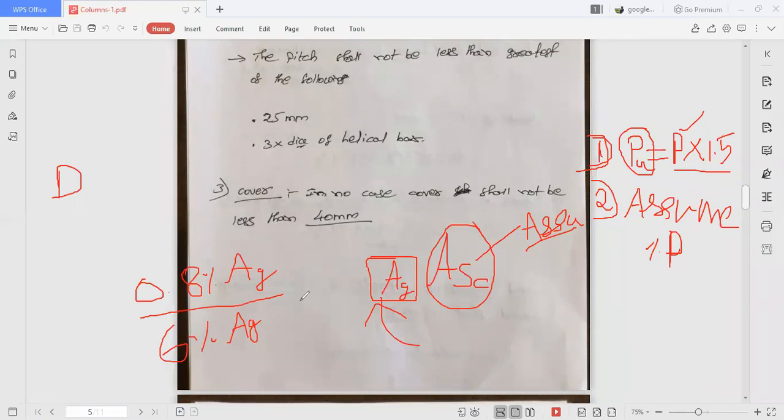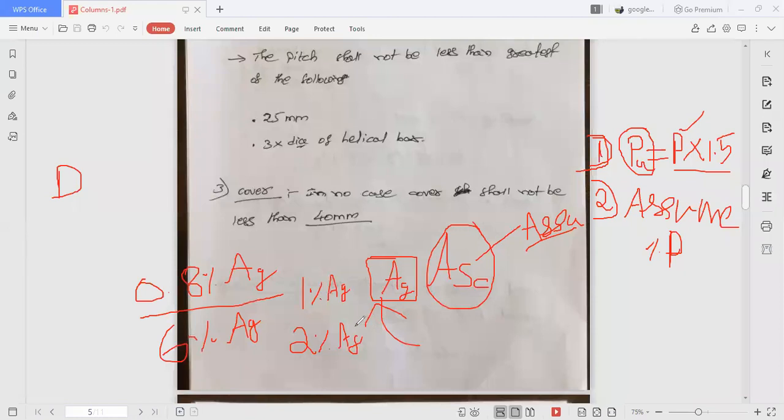For example, if I assume 1% of steel, you will get certain dimensions of concrete. And if somebody assumes 2% of steel, now what will happen? As the steel quantity is increased with respect to the first assumption, the size of the column will reduce.